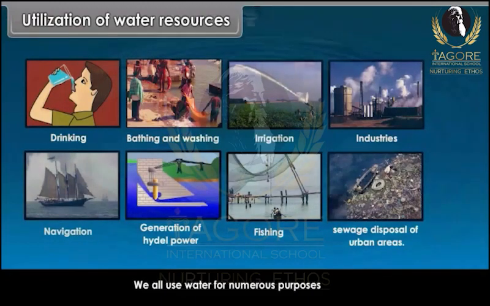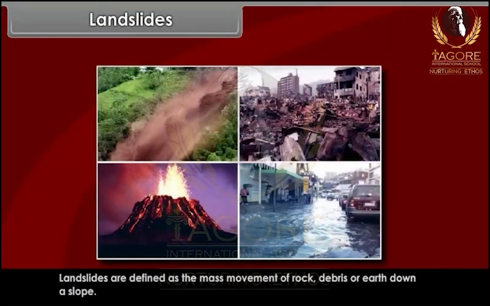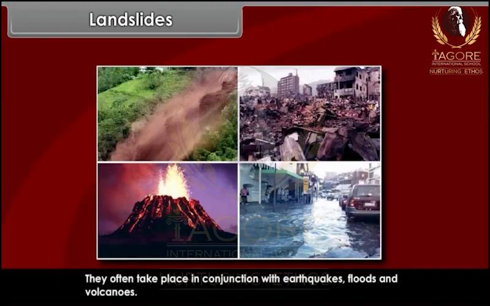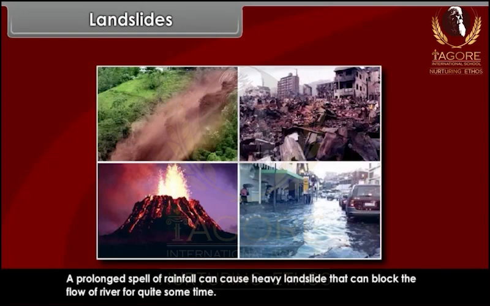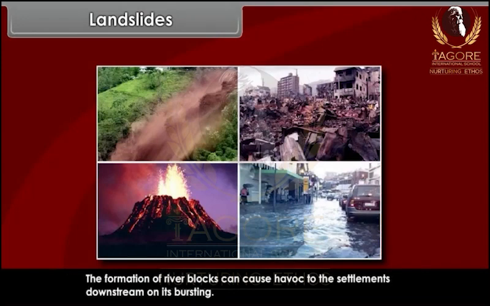Landslides. Landslides are defined as the mass movement of rock, debris or earth down a slope. They often take place in conjunction with earthquakes, floods and volcanoes. A prolonged spell of rainfall can cause heavy landslide that can block the flow of river for quite some time. The formation of river blocks can cause havoc to the settlements downstream on its bursting.